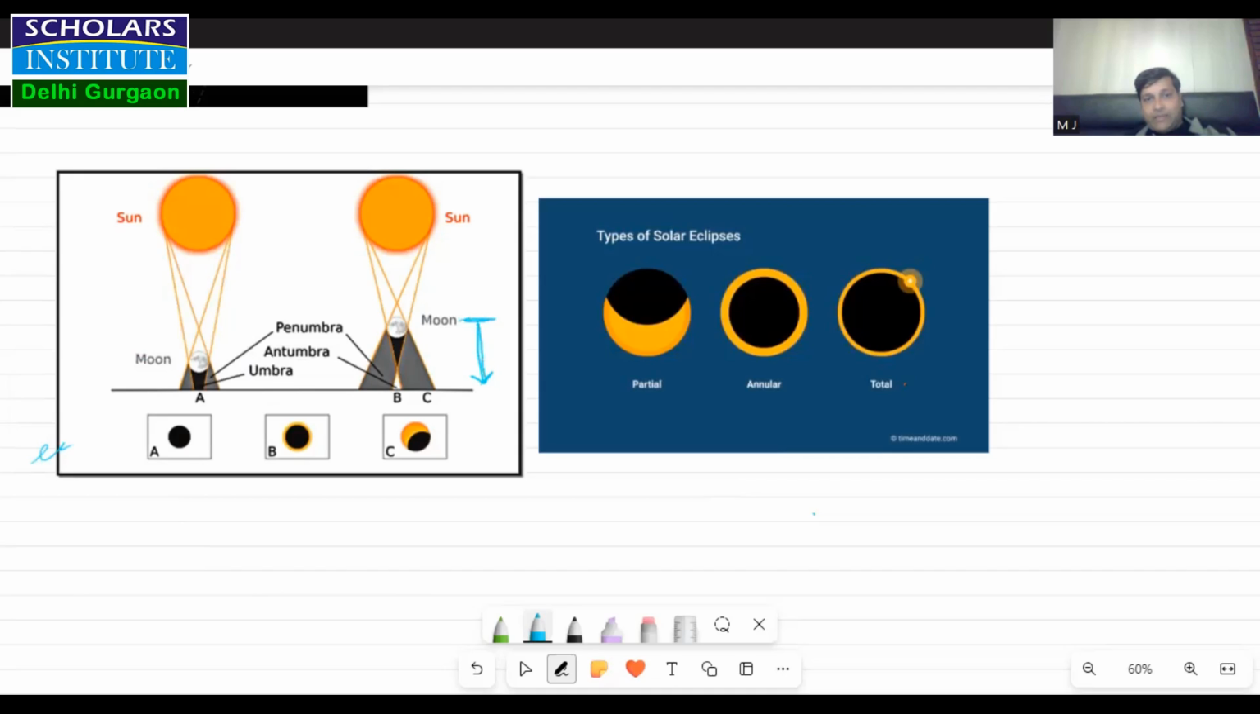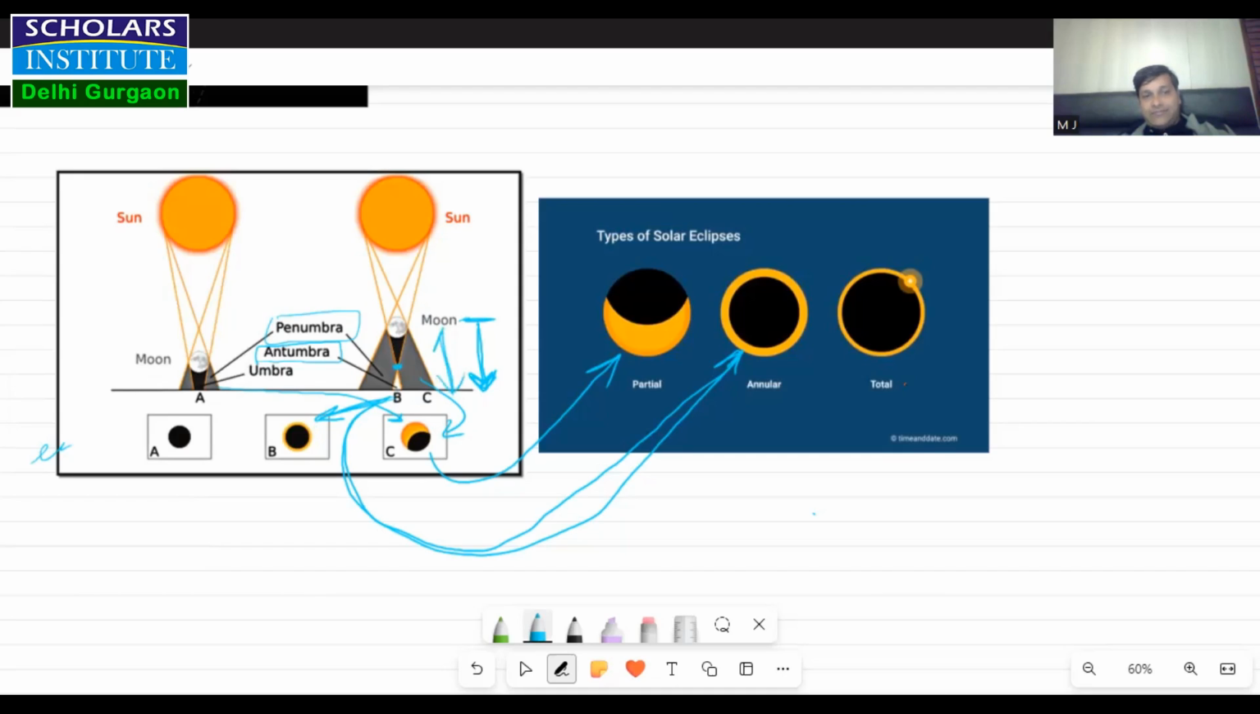But when the moon is away from the earth, not closer, then the umbra does not fall on the earth. You get something which is called antumbra. And the result of this antumbra is that you get an annular eclipse, which looks like this. And the penumbra region will always have a partial solar eclipse, which looks like this. No matter whether the moon is farther away or closer, a partial eclipse is because of penumbra. An annular solar eclipse is due to antumbra because the moon is away from the earth.